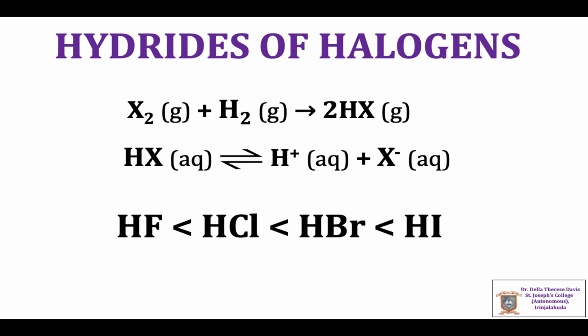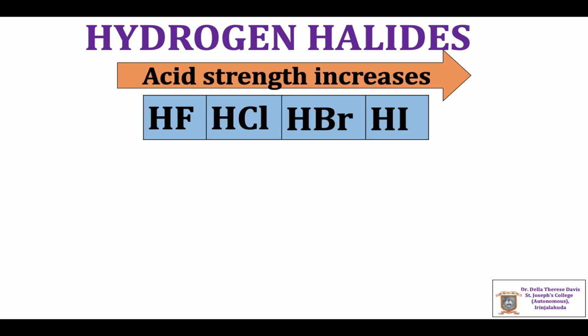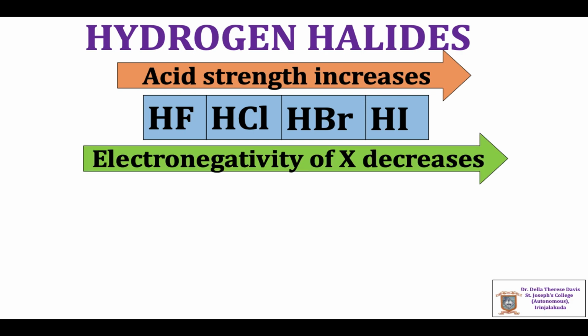The acid strength follows the order HF less than HCl less than HBr less than HI. So as the size of the halogen increases, the acid strength increases. We know that the electronegativity of the halogen decreases from fluorine to iodine.